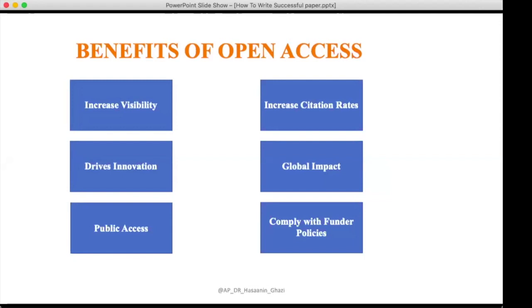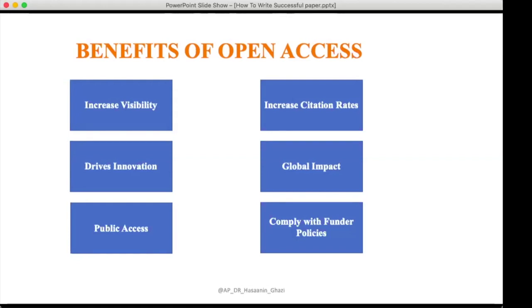As I said, many studies compare closed access to open access journals, and they found that if you publish in open access, your citation will be higher, and your H-index, of course, will be higher. Global impact: of course, we are talking about the European Union and America. In the US, when you take a research grant, it is compulsory for you to publish your paper open access, so it complies with the funder policy.